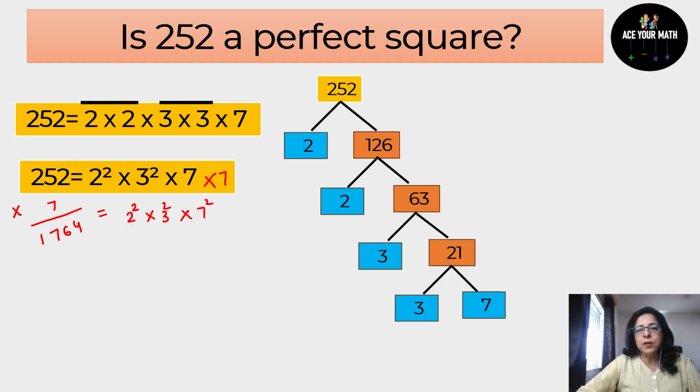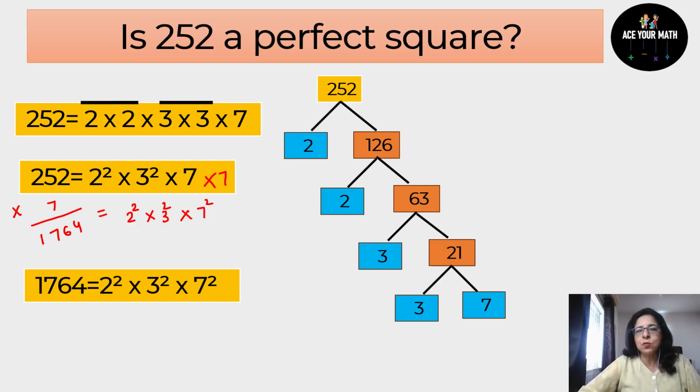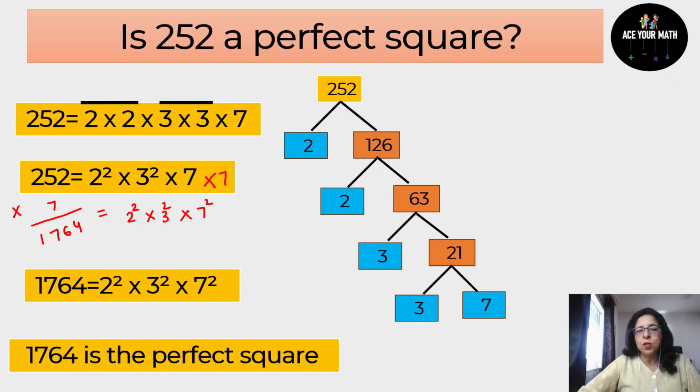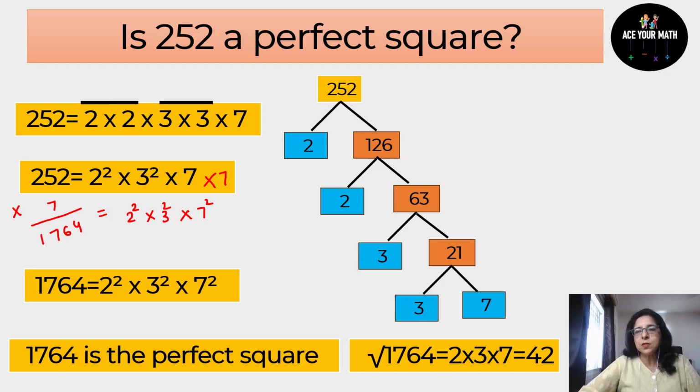So it means if you multiply 252 by a whole number 7, you will get a perfect square which is 1764. So 1764 can be written as 2 square multiplied by 3 square multiplied by 7 square. So you can say 1764 is a perfect square, and when you find the square root, it will be 2 multiplied by 3 multiplied by 7, which is 42. So the square root of 1764 is 42.